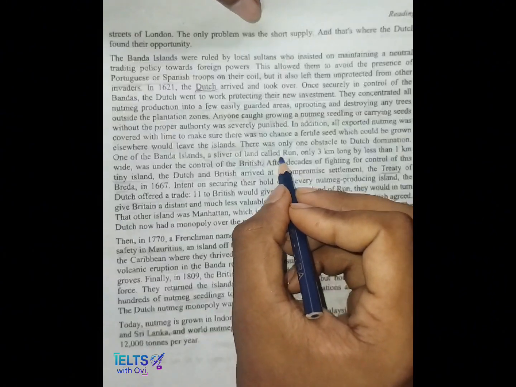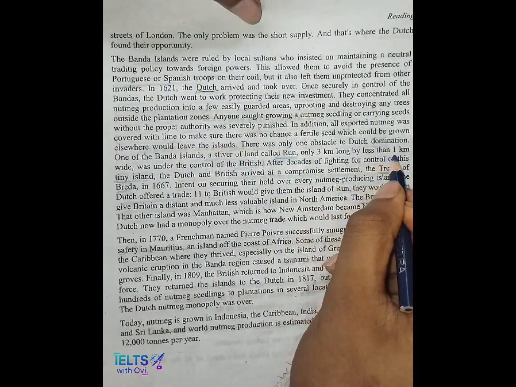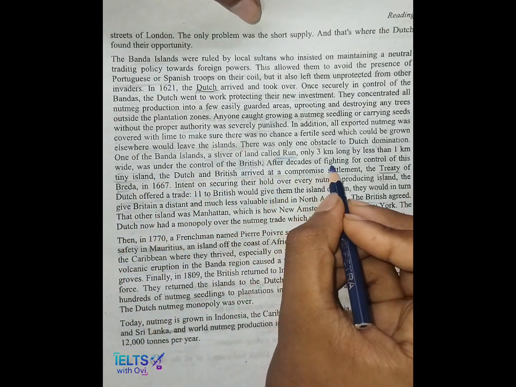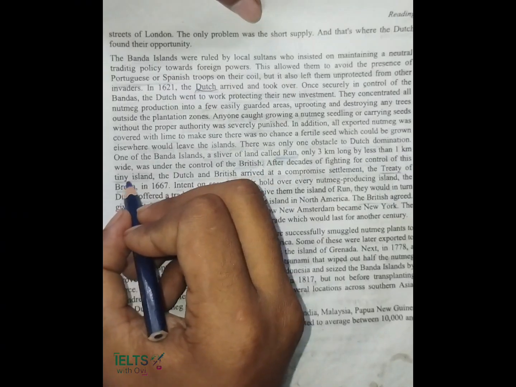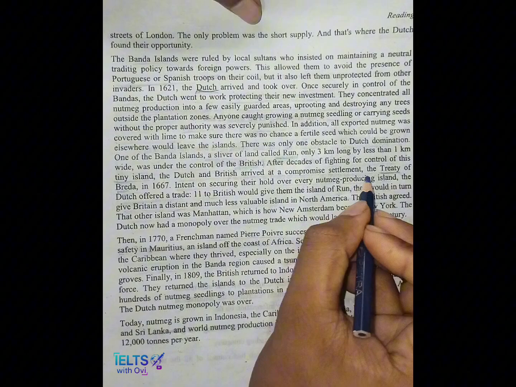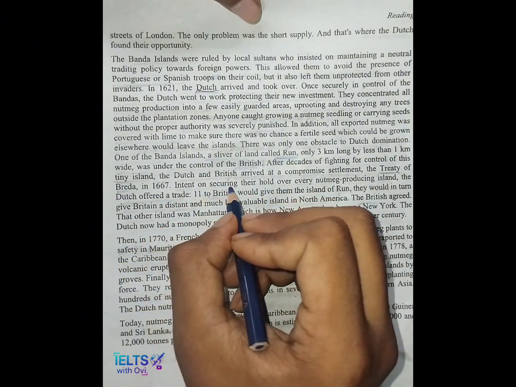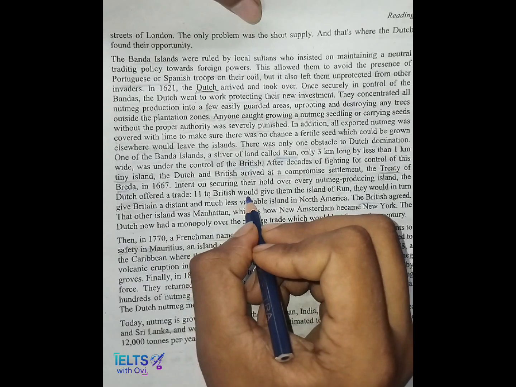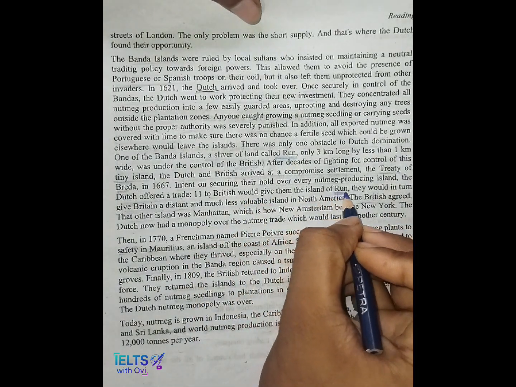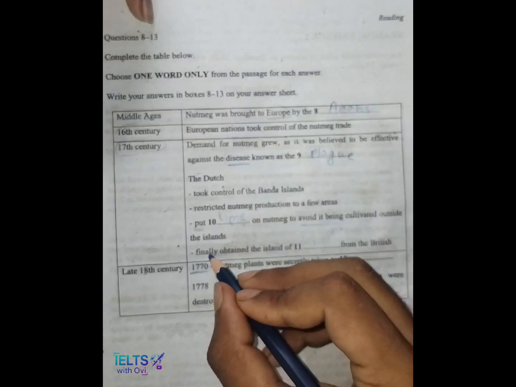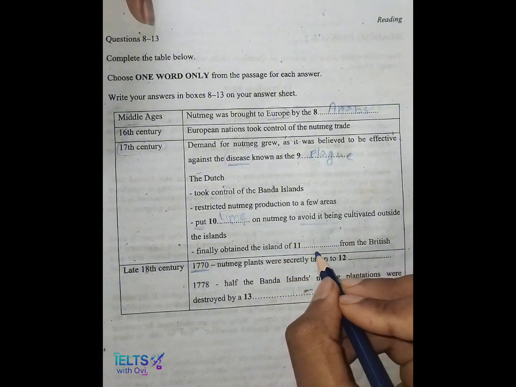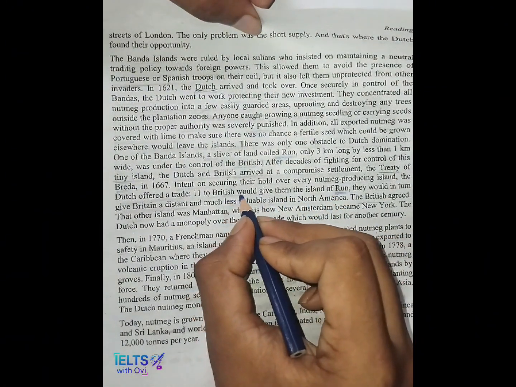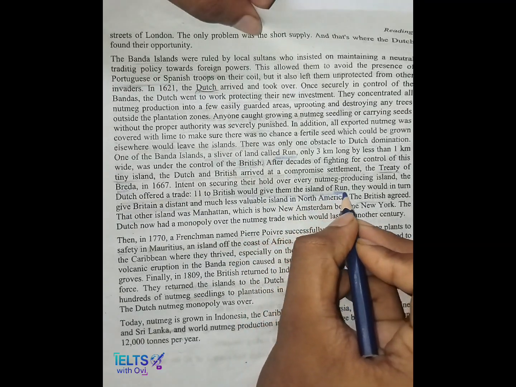A silver land called Run. Okay, Run, so wide, under the control of the British. After decades of fighting for control of this tiny island, the Dutch and British arrived at a settlement in Breda on the hold over the nutmeg-producing island. The Dutch offered the trade, the British would give them the island of Run. Okay, finally obtained the island of Run from the British. Here is our answer. British would give them the island of Run.